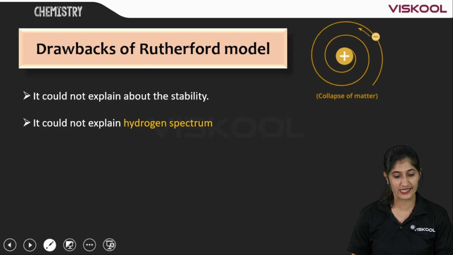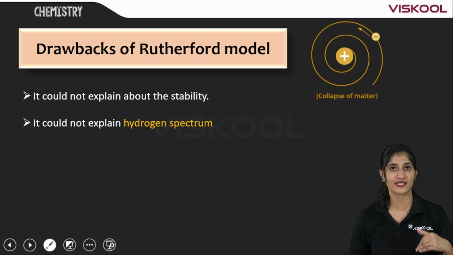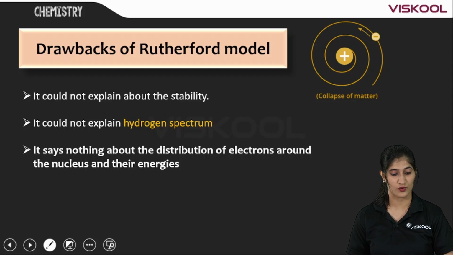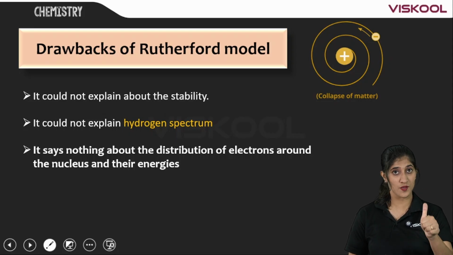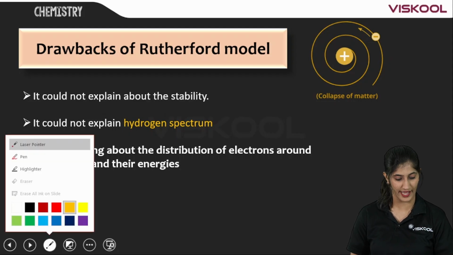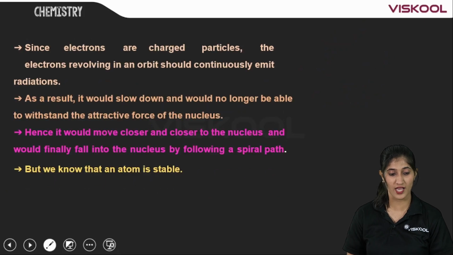And he could not explain the hydrogen spectrum. You will study about the hydrogen spectrum in your coming classes, okay? And it says nothing about the distribution of electrons around the nucleus and their energies. These were the drawbacks of Rutherford's model. So, experiment, observations, conclusions, model and the drawbacks. It's clear, right? So here we come to the end of the theory part.